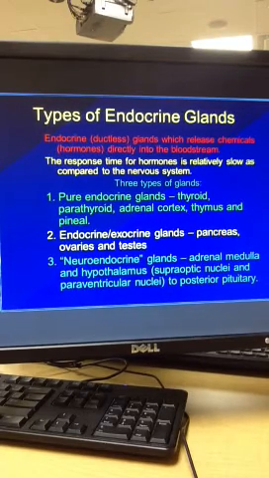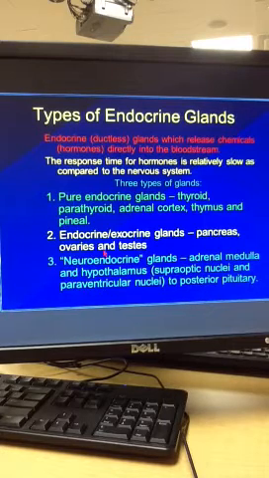Now, there are combined endocrine exocrine glands. The pancreas. The pancreas produces exocrine substances. What are the exocrine substances produced by the pancreas? Digestive enzymes. What? No, exocrine. Those are endocrine. Digestive enzymes. Lipase, amylase, yeah, the digestive enzymes are exocrine products of the pancreas. The endocrine products are insulin, glucagon, somatostatin.